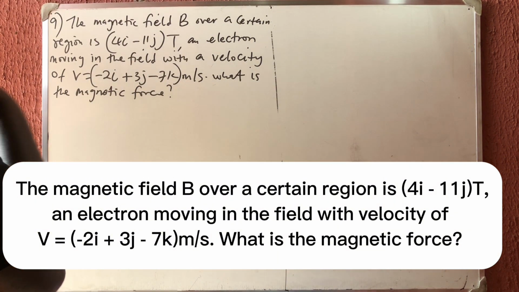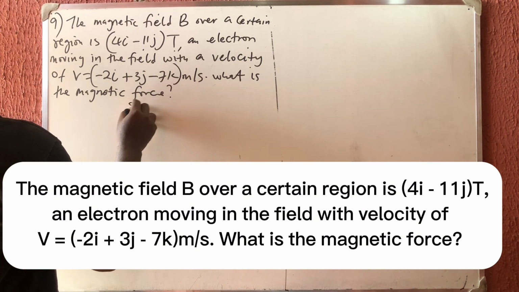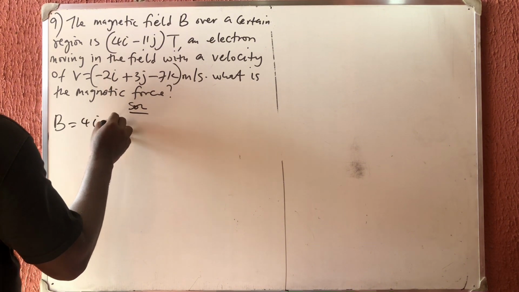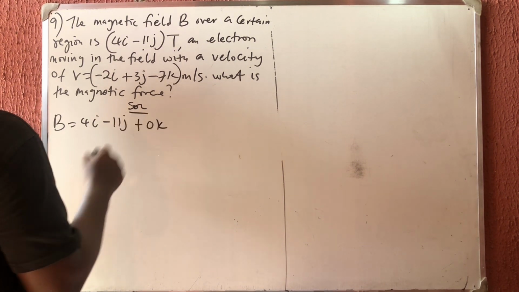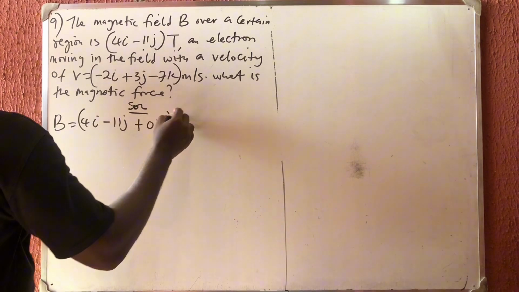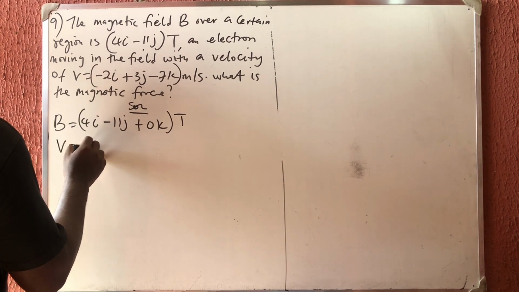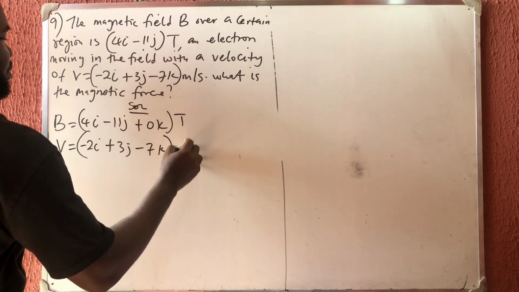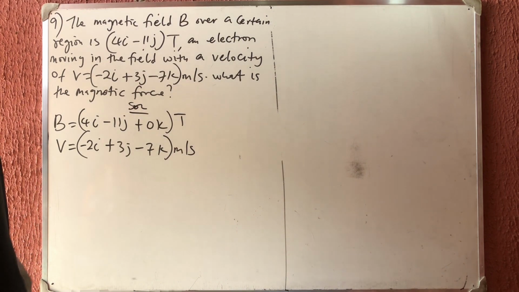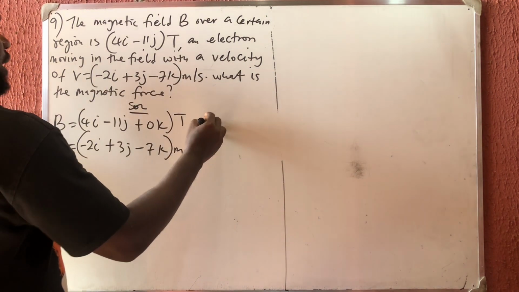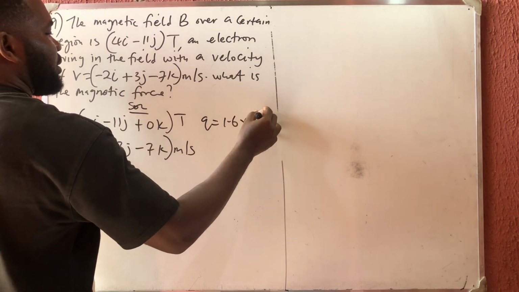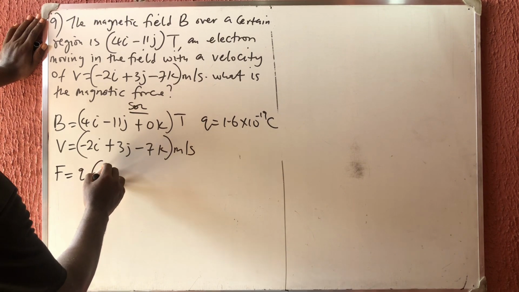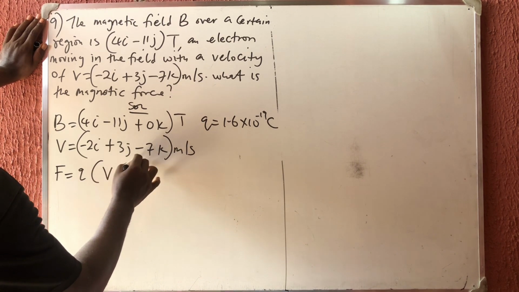All right, now solution. Let's bring our parameters. They gave us our B, which is 4i minus 11j plus 0k in T. Make it complete, please. And they gave us our v as minus 2i plus 3j minus 7k in meters per second. They said it's an electron, so they gave us the charge, 1.6 times 10 raised to power minus 19 coulomb. We know that F is equal to q in bracket of v cross B. All right, don't forget.